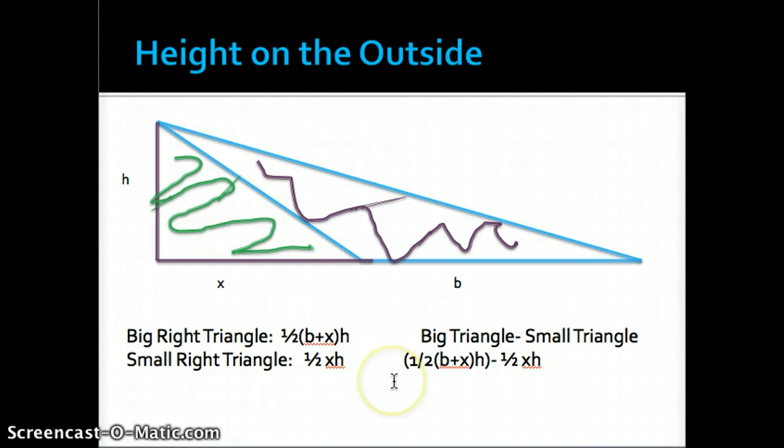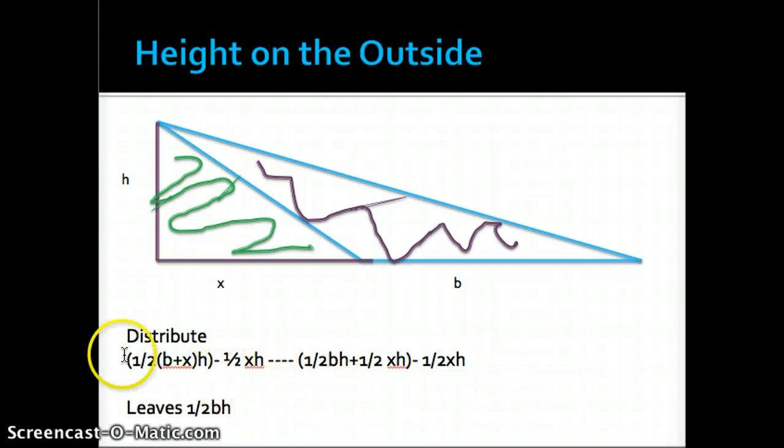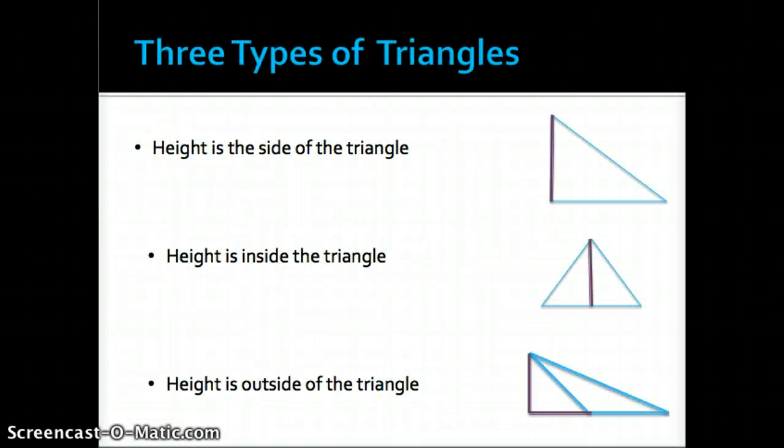So we have 1/2 b plus x times h, which is the big triangle, minus 1/2 x times h. We are going to distribute the 1/2 over for the large triangle equation. So then we get 1/2 b times h plus 1/2 x times h. Subtract the small area equation, which is 1/2 x times h. Once that is done, we can see that these two 1/2 x times h's cancel out, and it leaves us with 1/2 base times height. So we have proved that all three triangles work for 1/2 base times height.